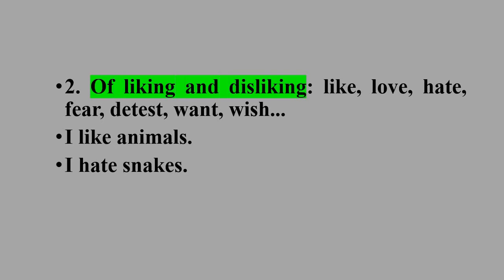I see the example of I like animals, I hate snakes. Here, like is used in the simple present, but it cannot be used in the progressive present. I cannot say I am liking animals, or I am hating snakes, or I am loving animals, or I am hating animals, etc. I fear animals, but I don't say I am fearing animals.